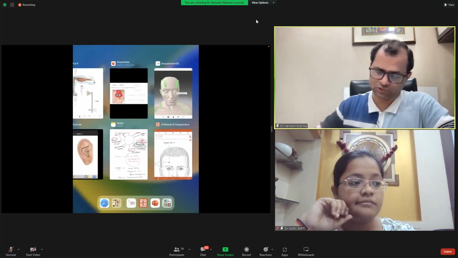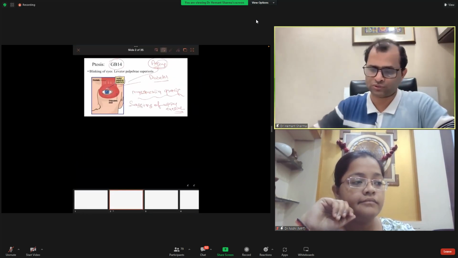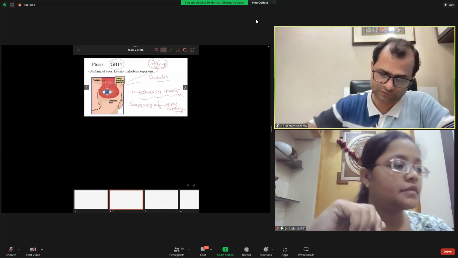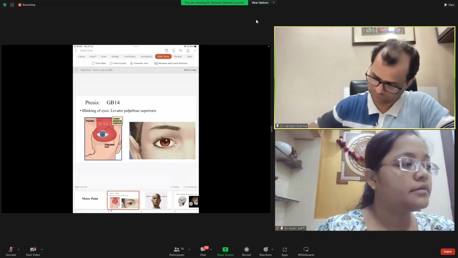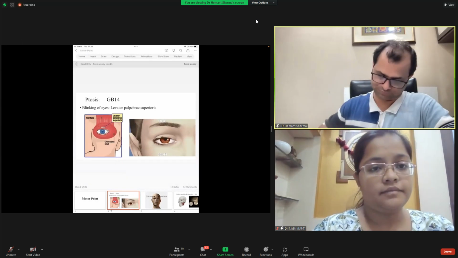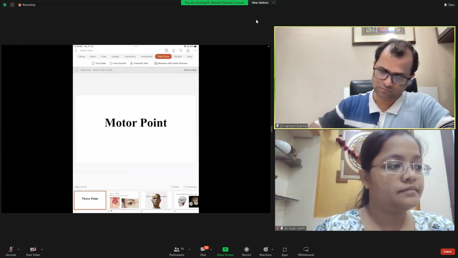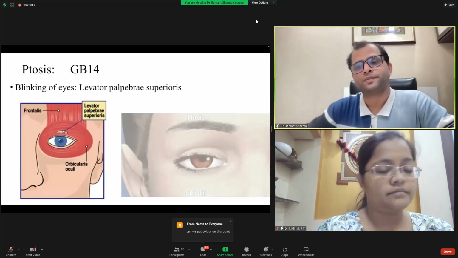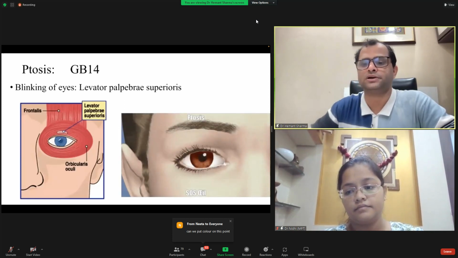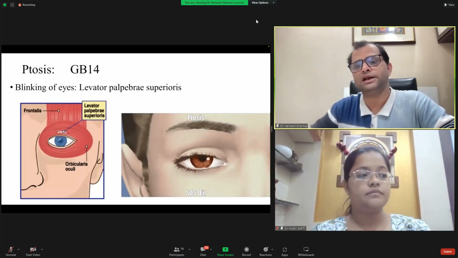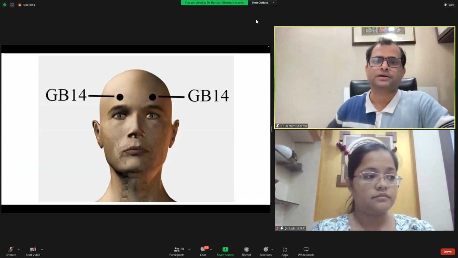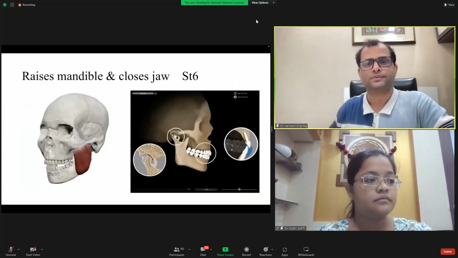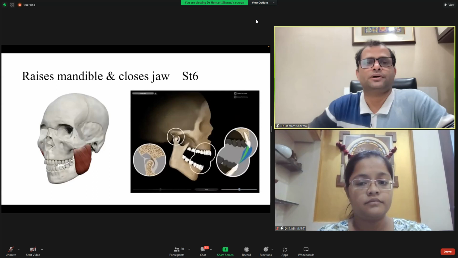So now let's move to point number 2. So now we are moving. Look at here. This is the ptosis. In ptosis, what's happening? The person is not able to lift the eyes up. And this is the location of gallbladder 14 point. Wonderful. Now, we are moving to the next.